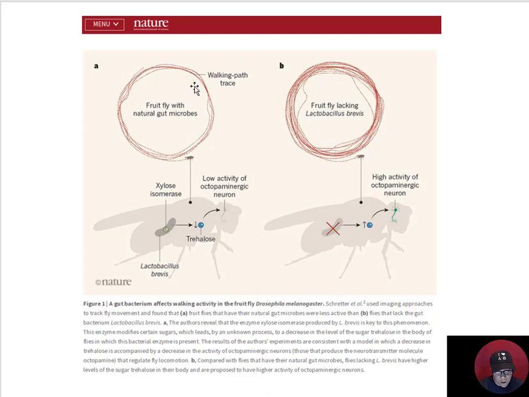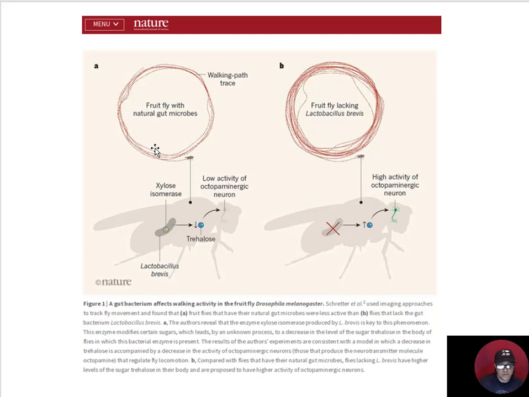And so they looked at the walking behavior of the fruit fly, right? And they basically traced the walking path. And so the fruit fly with this natural gut microbe here, this Lactobacillus brevis, this is how much they walked, right? But then when they wiped out specifically that Lactobacillus, suddenly this is how much the fruit fly walked, which is an extraordinarily high amount of time as compared to the one with the gut bacteria present.